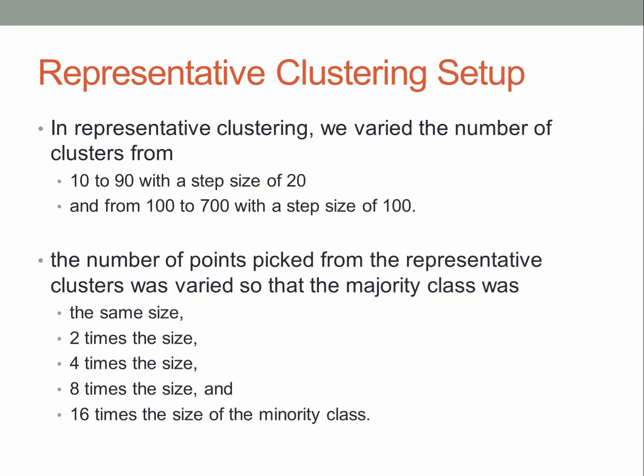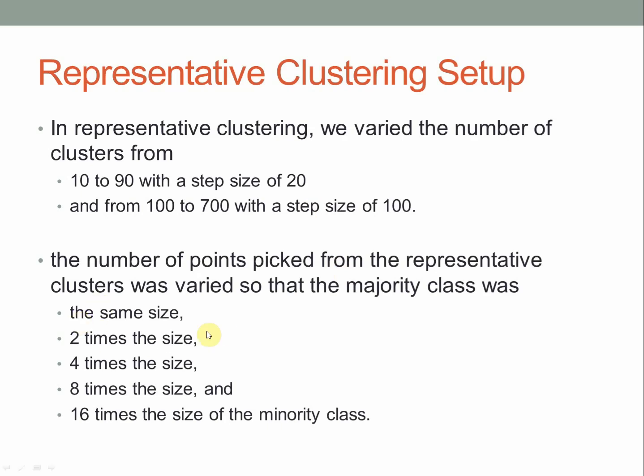So what we have done in the experiments is that in representative clustering, we vary the number of clusters from 10 to 90 with a step size of 20. So we're starting with 10 clusters, then go to 30, 50, 70, 90. And after that, we tried 100, 200, 300, 400, 500, 600, and 700. So we tried many different numbers of clusters, and at the same time, after the clusters are generated, we go into each cluster and try to collect the wines that we are interested in.